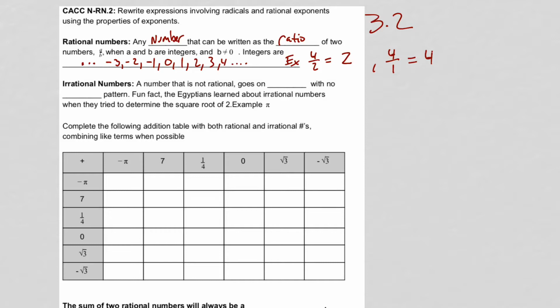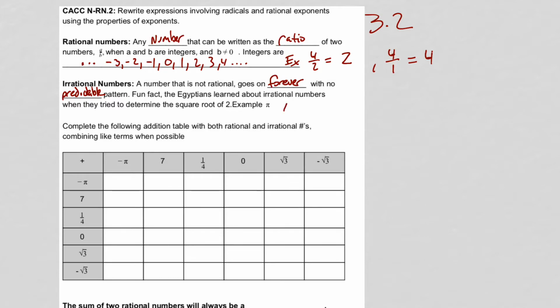But an irrational number is a number that is not rational. It goes on forever with no predictable pattern. Fun fact, the Egyptians learned about irrational numbers when they tried to determine the square root of 2. Another example of an irrational number is pi.